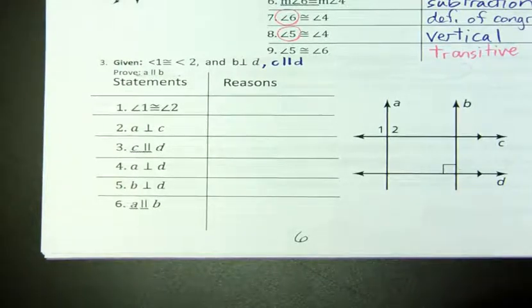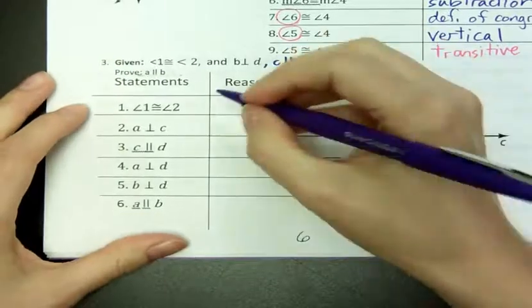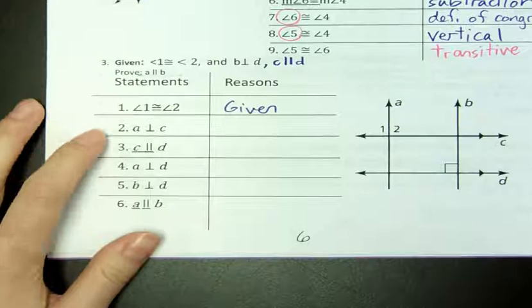Okay, someone who hasn't said anything yet. This is an easy one for you to talk. What's the first one? What do you say? Given. All right. What's the second one?